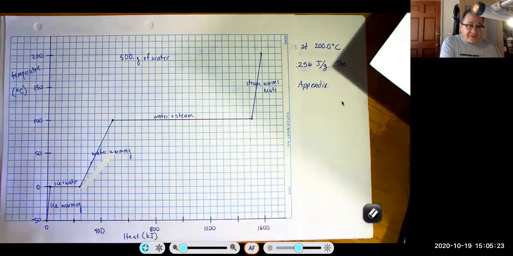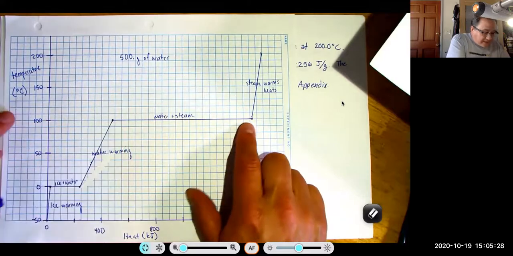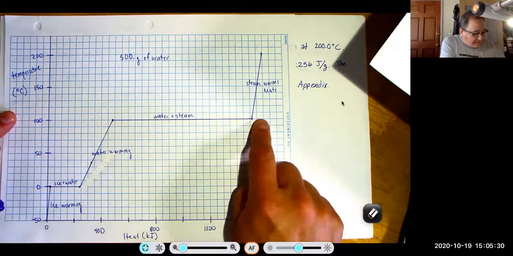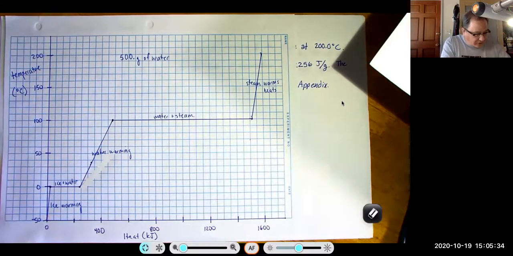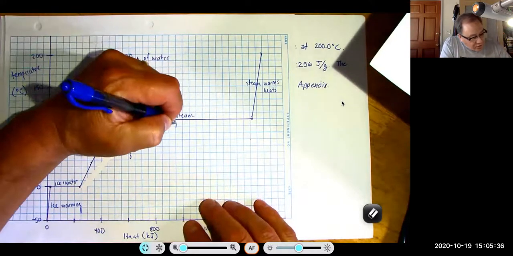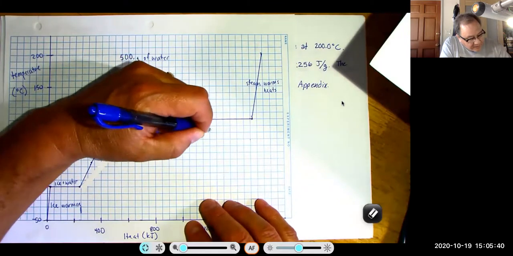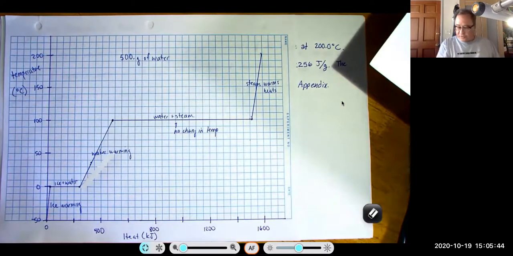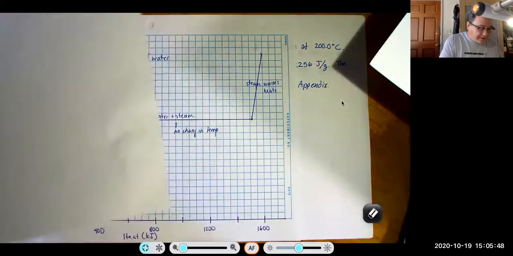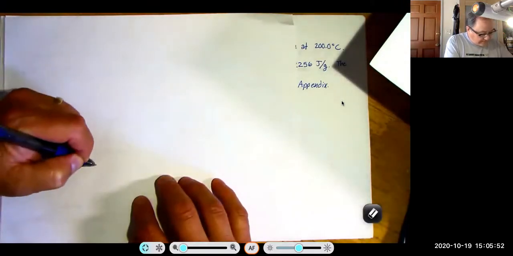You should notice that during the phase change, the amount of energy is flat and the change in temperature is 0. So here, there's no change in temp. Anywhere it's flat, there's no change in temp. So when you see a chart like this, sometimes you're asked to do calculations. So I'm just going to draw again.